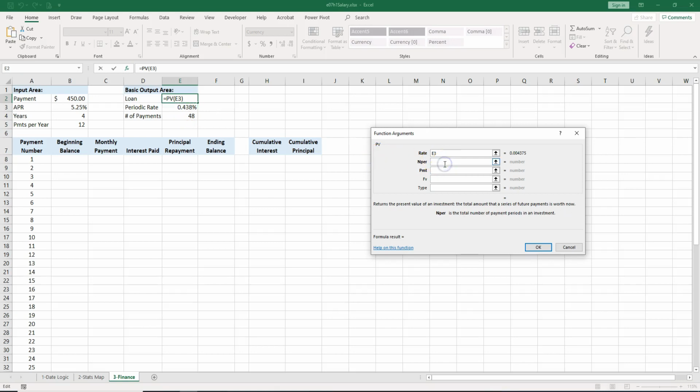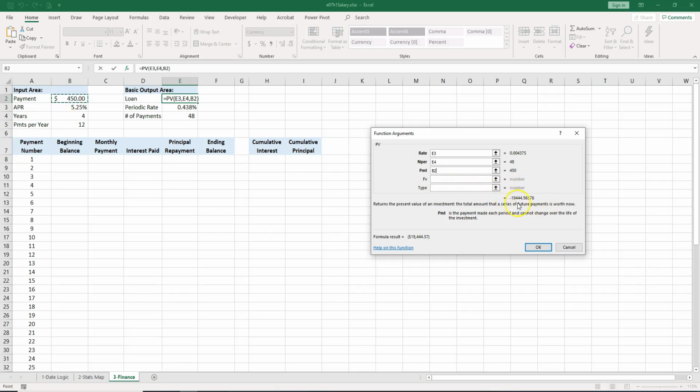Let's move on to number of periods. How many payment periods we have? We have 48, so that's the number of payments. What about the PMT? Is the payment made each period, so each month? The payment made each month is in B2.